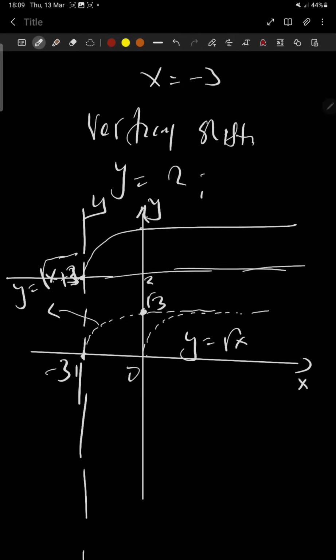Okay, to know this point, you just add 2 to this one, so it will be the square root of 3 plus 2. So this graph is y is equal to square root of x plus 3 plus 2. Okay, and this is the y-intercept. You can replace the 0 there. You're going to still have square root of 3 plus 2. That's how you sketch that. Very simple thing, isn't it?